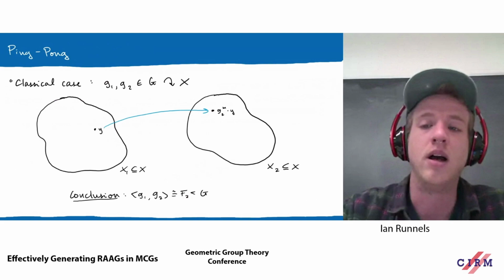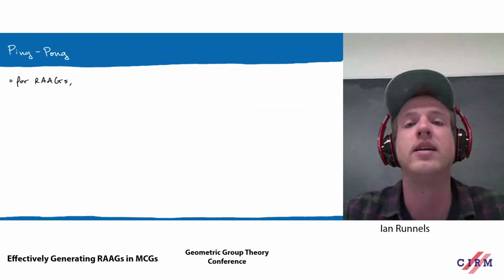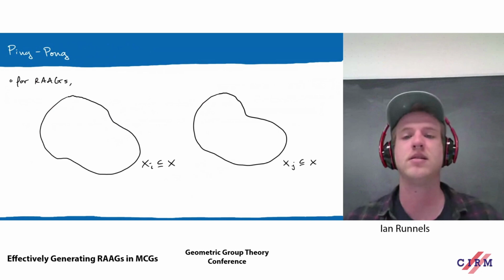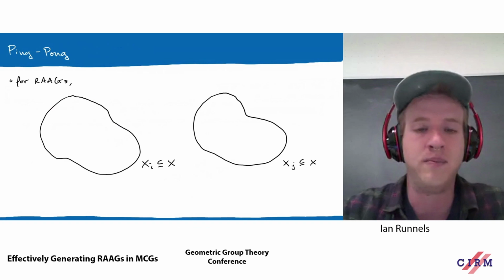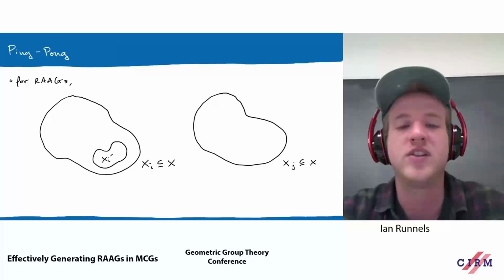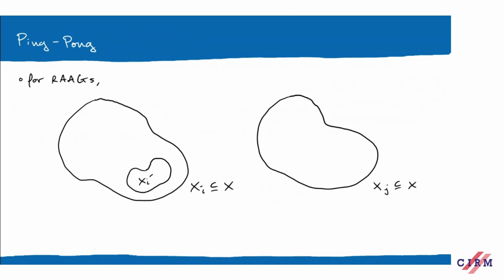Now for RAAGs, we have to be a little more careful because we have commuting elements and we have to figure out how to handle that. So we start the same way. We take some collection of elements, and to each one we have some sets that we're going to require to be disjoint. We also require that inside of each set we have some smaller subset, which we denote with an apostrophe, which is going to be coarsely preserved under the action of commuting elements. So what I mean by that.